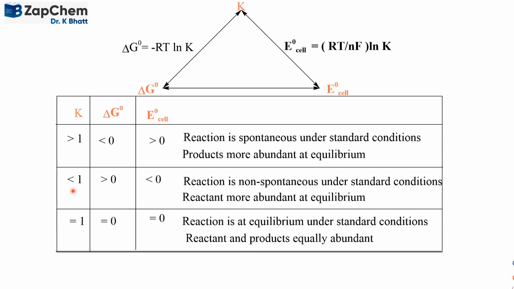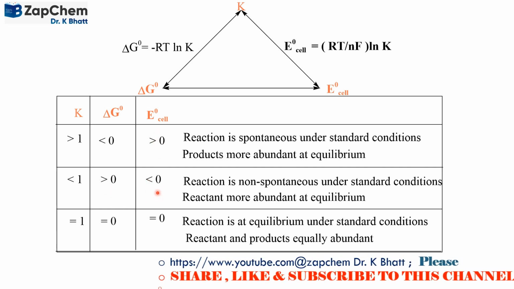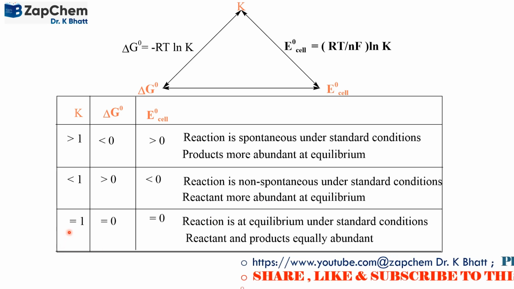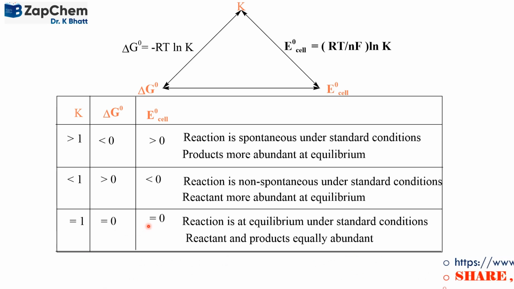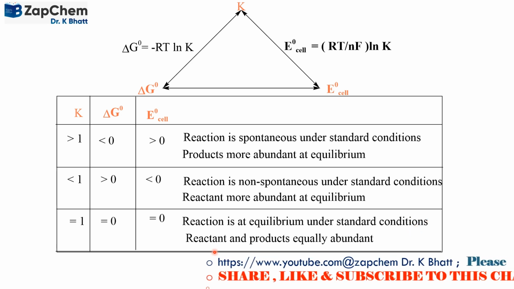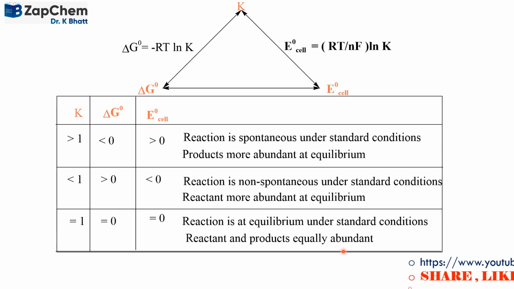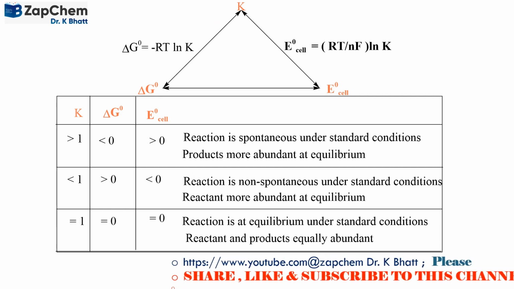Similarly, if K is less than 1, delta G naught is greater than 0, and E cell is less than 0, the reaction is non-spontaneous under standard conditions. And if K is 1, delta G naught is 0, and E naught cell is 0, the reaction is at equilibrium under standard conditions, and reactants and products are equally abundant. So this is a quite important outcome of the relation between delta G, K, and E naught cell.